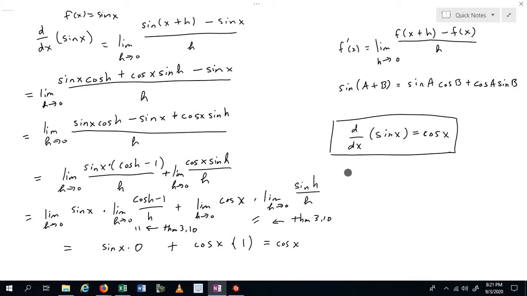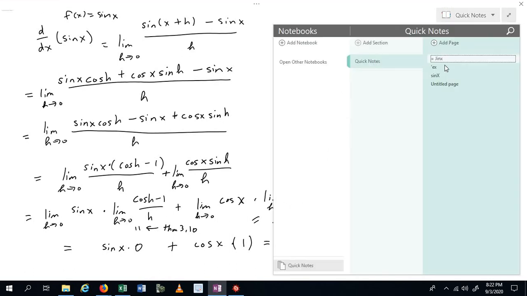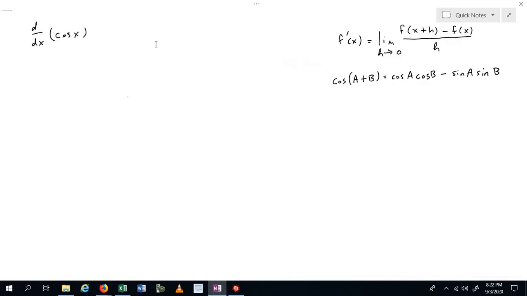And you might think the derivative of cosine of x is equal to sine of x, and I think that's a good first guess, but it's not quite right. It's actually minus sine of x. So let's see that. Okay, so let's find the derivative of cosine of x.